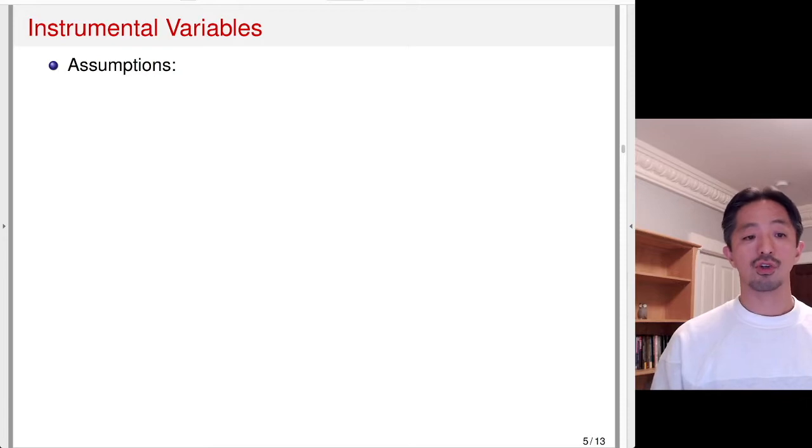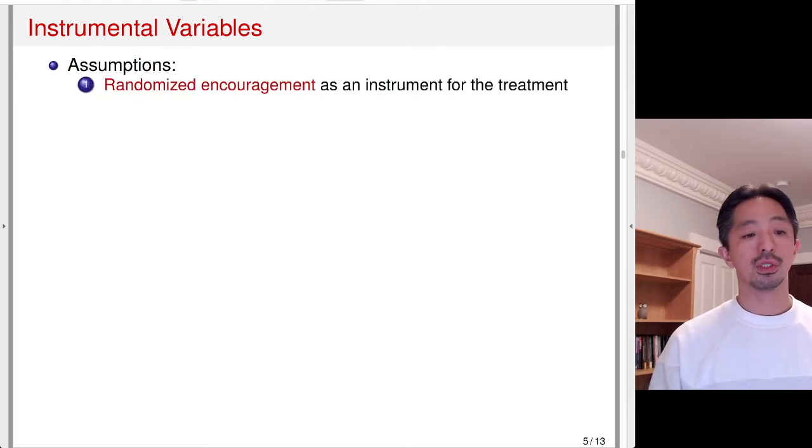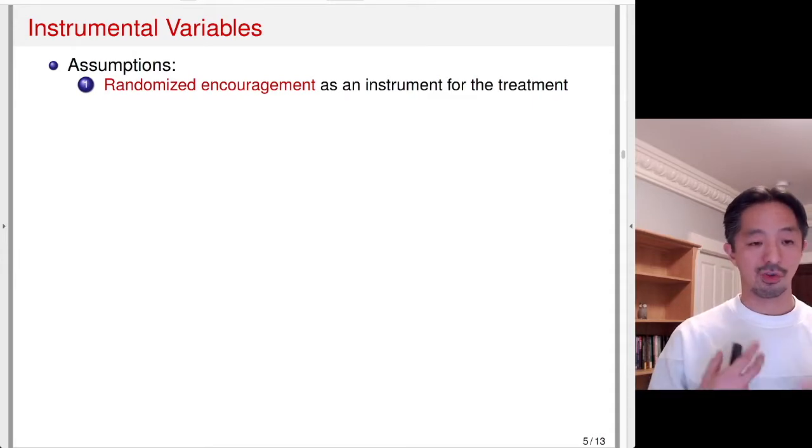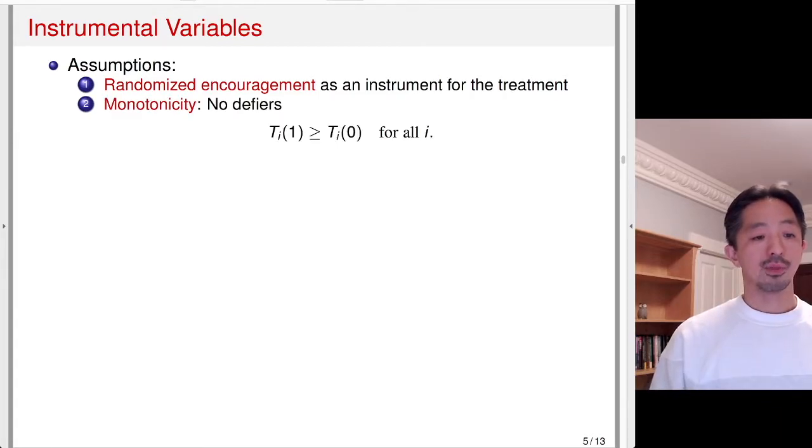This is basically the classical instrumental variables analysis, and it has the following assumptions. The first assumption is randomized encouragement, which we're going to use as an instrument for the treatment. An instrument is a variable that exogenously affects the endogenous treatment variable. Here we can use the randomized encouragement, since it's randomized, it's exogenous, as the variable that affects the treatment, which is the endogenous variable. The second assumption we're going to invoke is called monotonicity. In words, it means no defiers. We assume there's nobody who would do the exact opposite of what they're being told to do.